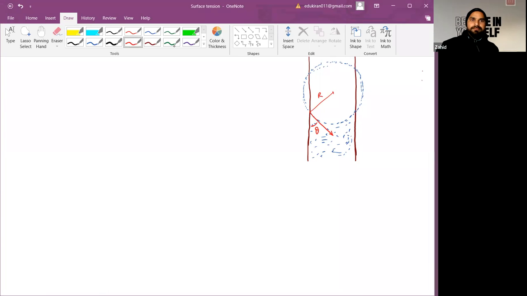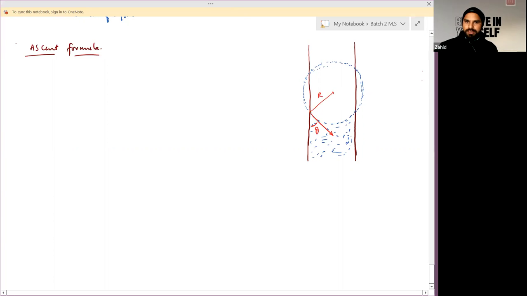Next, take a vertical line from this point to the center of this capillary tube. This horizontal line from this edge to its center will be the radius of the capillary tube. If this is theta, then this must be 90 minus theta, so this angle will be theta. Is it clear to all of you till this part? Yes, sir.